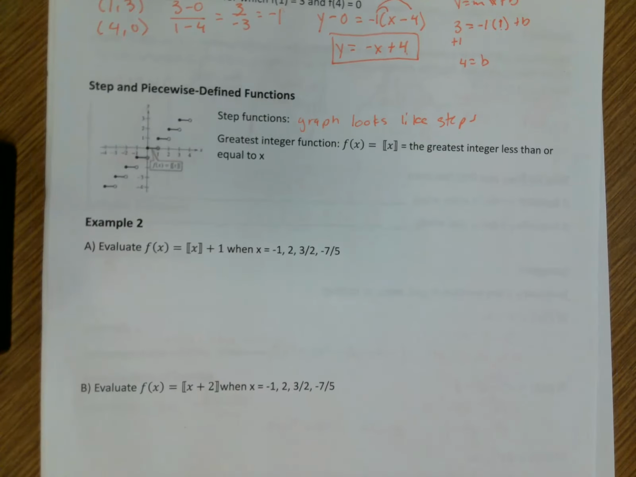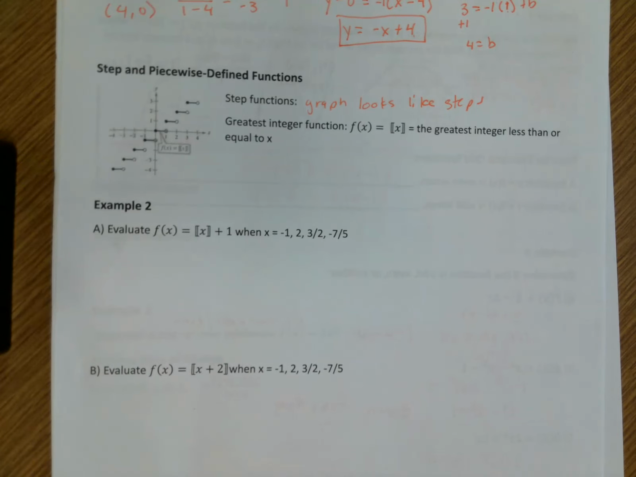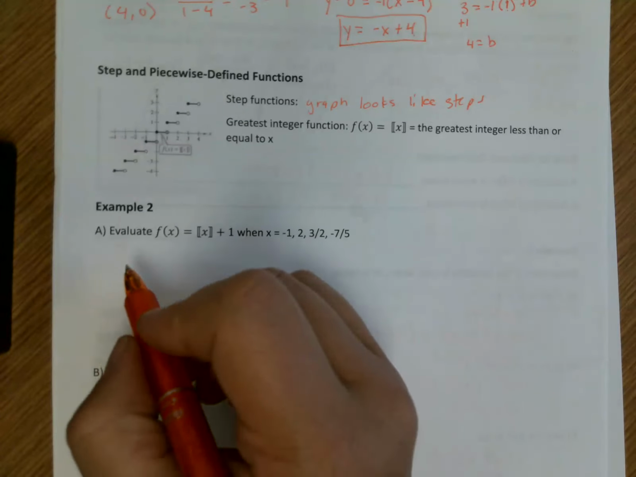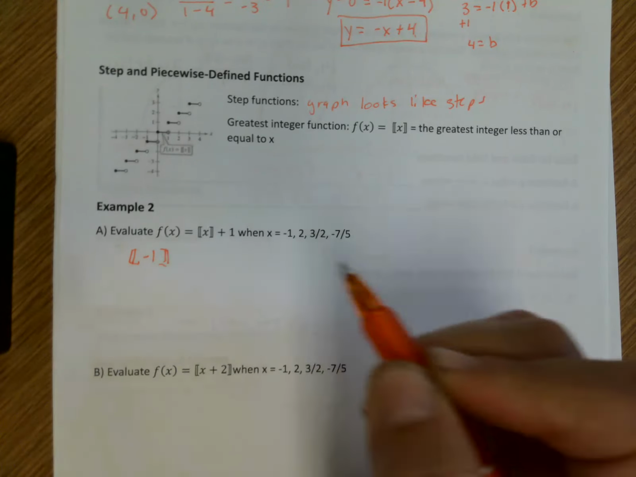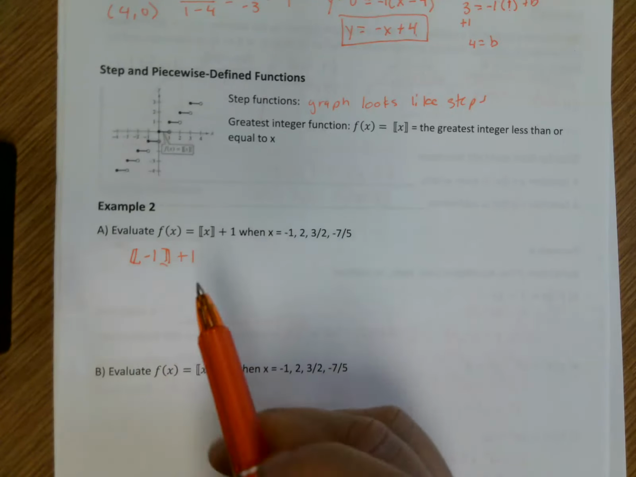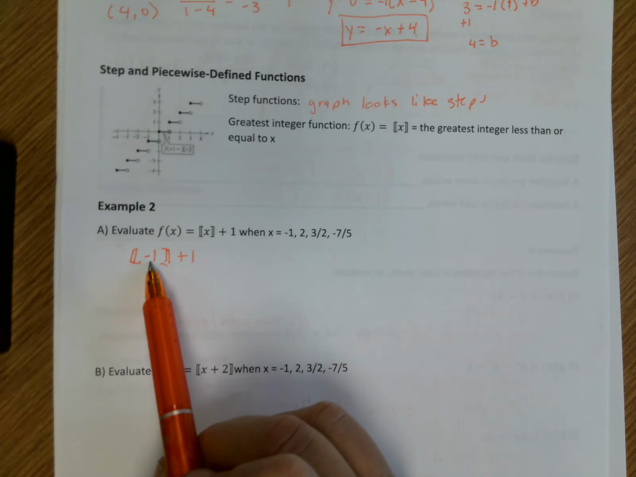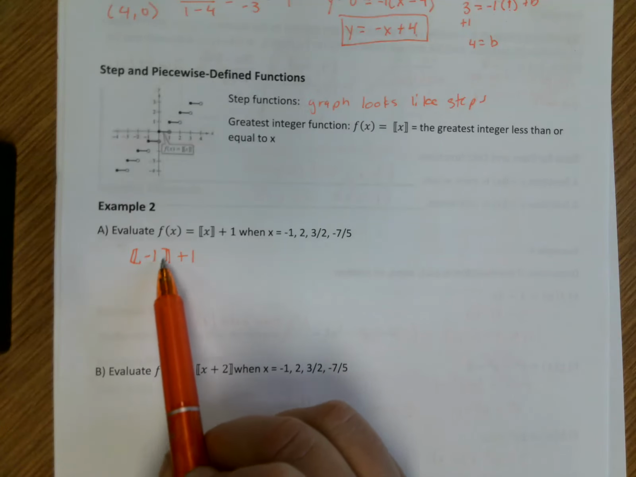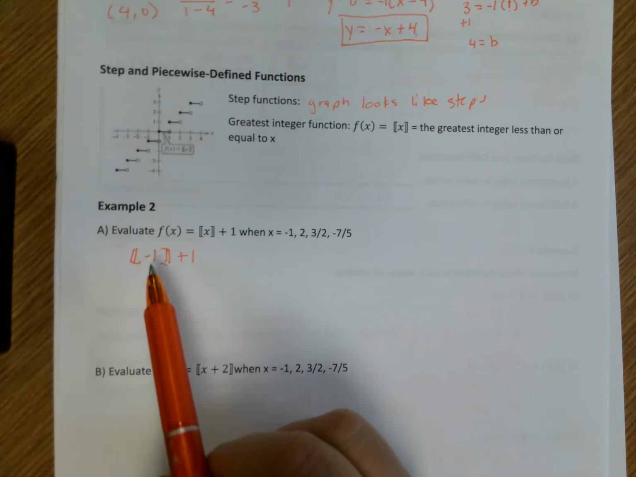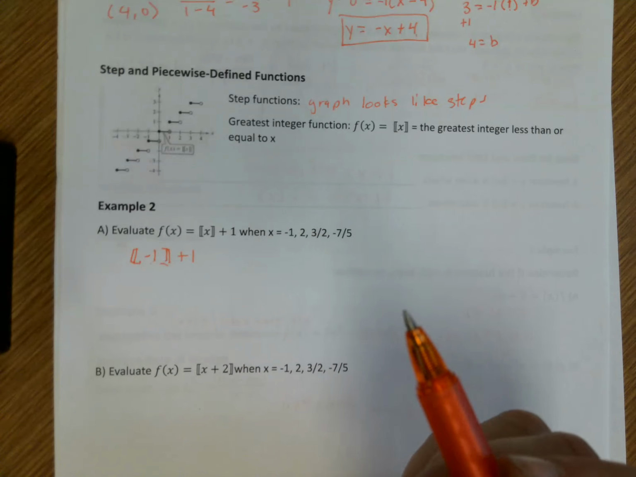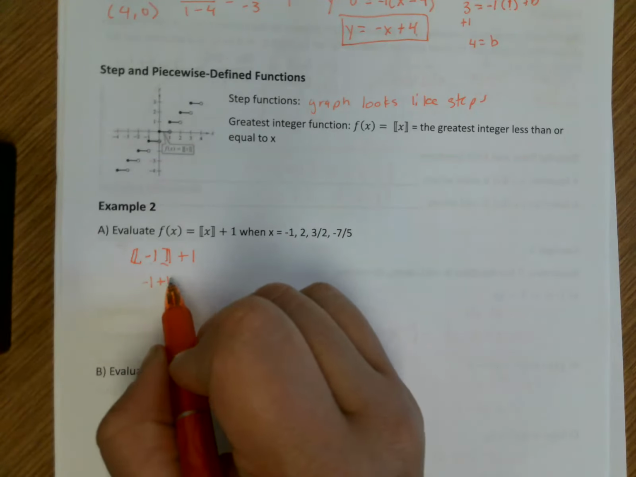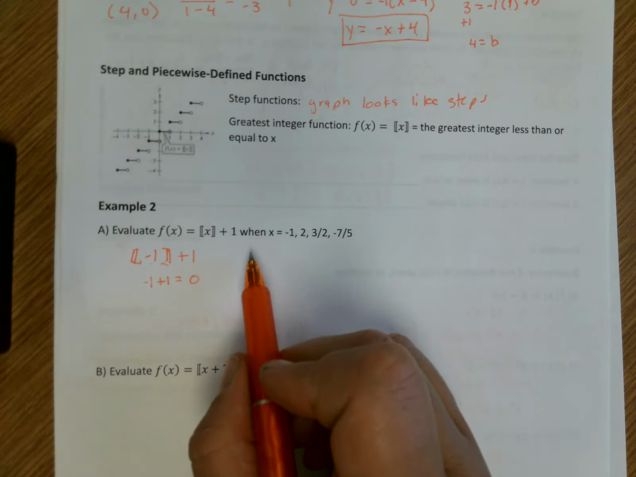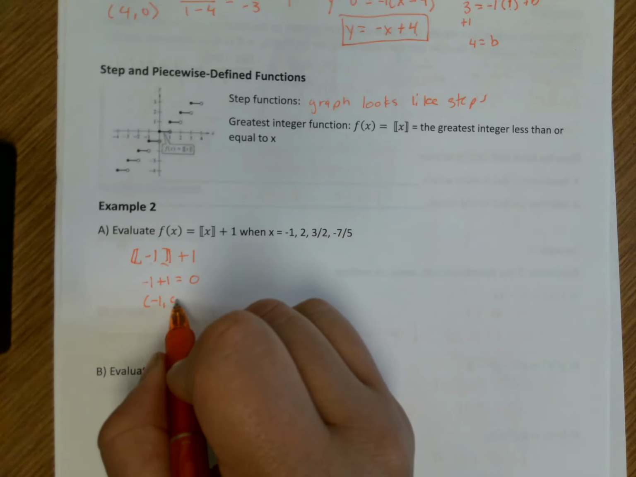I'm going to do these first ones, and then you are going to try to do b by yourself. So if I plug negative 1 into this equation, I have negative 1 here, and then I have a plus 1. Okay, so I'm evaluating this. So this number, what number is either less than or equal to it? Well, because this is a whole number, that's what I'm trying to get to. I'm trying to get this number to be a whole number. Well, negative 1 is already a whole number. Sorry, an integer. So this would be negative 1 plus 1, which would give me 0. So my ordered pair here would give me negative 1, 0.